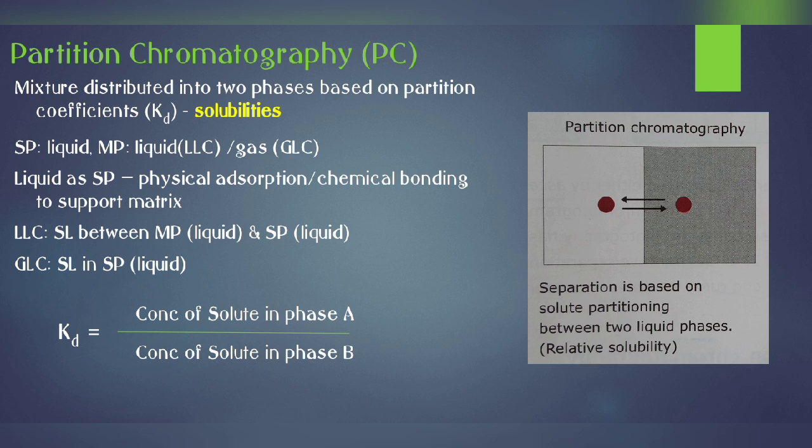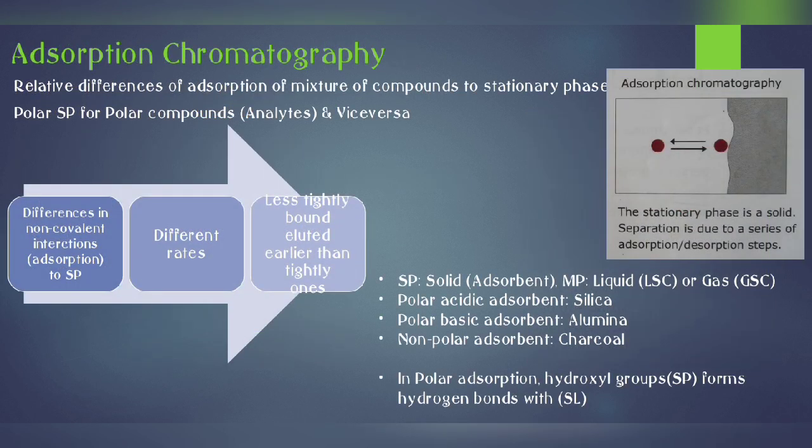The distribution of molecules between the phases can be measured using the partition coefficient, that is Kd equals the concentration of solute in phase A to the concentration of solute in phase B. This diagram represents the distribution of molecules between the two phases. In the previous adsorption chromatography, the molecule which is adsorbed is described in this diagram.